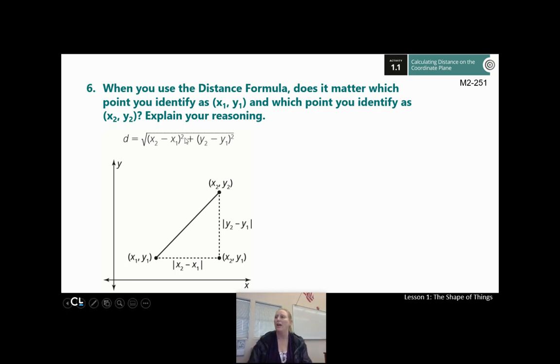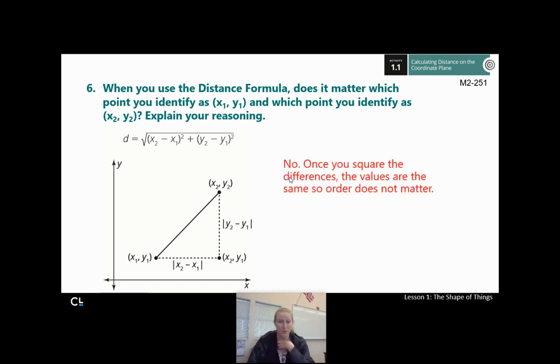So those squares kill off any negative issues that might show up, which means this is a huge advantage for us. It means it doesn't matter which point is first and which point is second. It doesn't matter. So once you square those differences, the values are going to be the same. So the order doesn't matter. Just make sure you subtract your x's and you subtract your y's. And it really doesn't matter which one's first and which one's second.